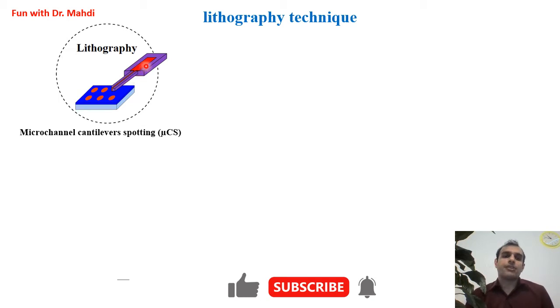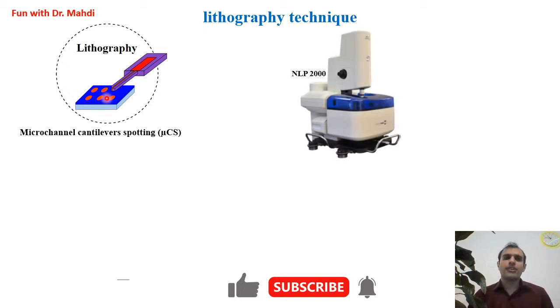First you need to inject the ink, and the ink will go through the channel to the surface. The channel can transfer the ink to the surface, and you can print the molecule on the surface. For doing lithography, we need to use this machine. We need to mount this chip to this machine. This machine is called NLP.